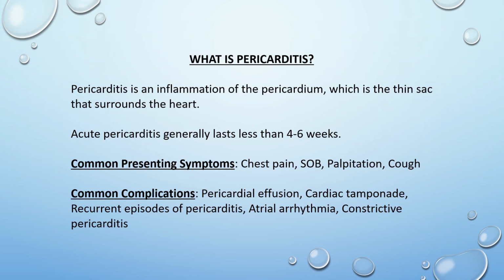So what is pericarditis? It is an inflammation of the pericardium, which is the thin sac that surrounds the heart. Acute pericarditis generally lasts less than 4 to 6 weeks. Common presenting symptoms are chest pain, shortness of breath, palpitation, and cough. And the common complications are pericardial effusion, cardiac tamponade, recurrent episodes of pericarditis, atrial arrhythmia, and constrictive pericarditis.